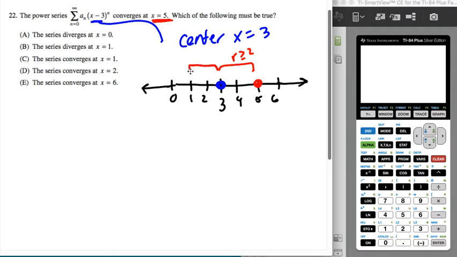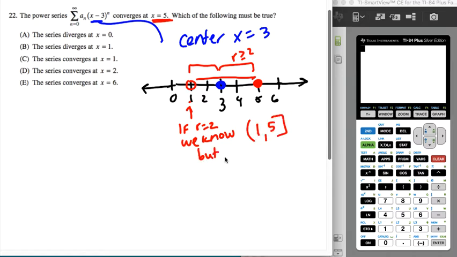Meaning the minimum radius would have my interval of convergence be this window, because I know that 5 gets hit. So let's start with dealing with this 1. If the radius is 2, then we know that this thing converges on the window from 1 to 5 for sure, but we don't know about x is 1, because we've seen before when we did the interval of convergence of the power series that we just don't know if this is open or closed. So we can't know if this series converges or diverges at 1.